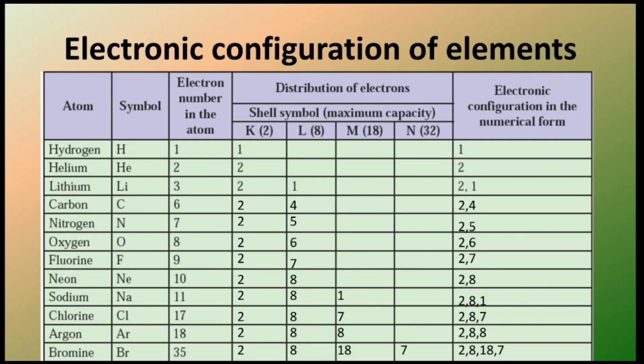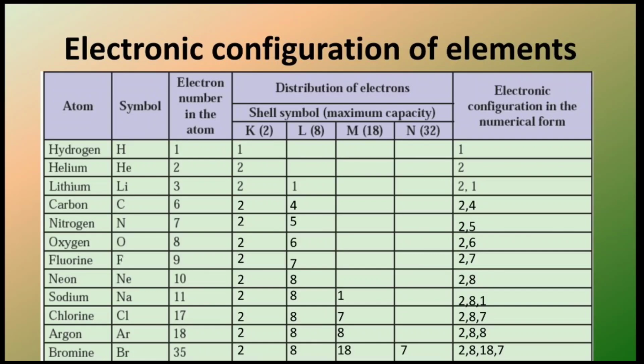Now the bromine, its atomic number is 35. So 2 electrons in the K shell, 8 electrons in the L shell, K is fulfilled, L is fulfilled, 18 in the M shell, that means M is fulfilled, and now count how many electrons remain. So the remaining 7 electrons will enter into the N shell, which is the outermost shell. So electronic configuration of bromine will be 2, 8, 18, 7. So now you can determine the electronic configuration of all the atoms which you know.